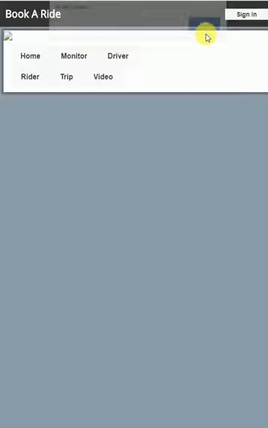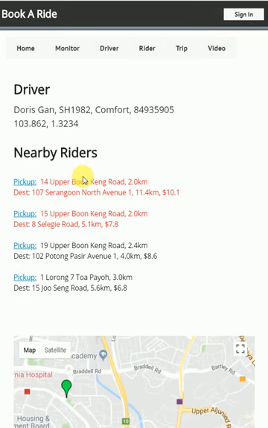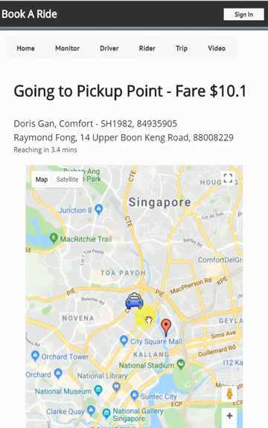Sorry, it's already taken. We're now looking at the experience of another driver, Doris Gan. And here are 4 bookings nearby, and the nearest is 2 km, giving a fare of 10.1. Doris picks this. Yes, and now the customer is Raymond Fong.